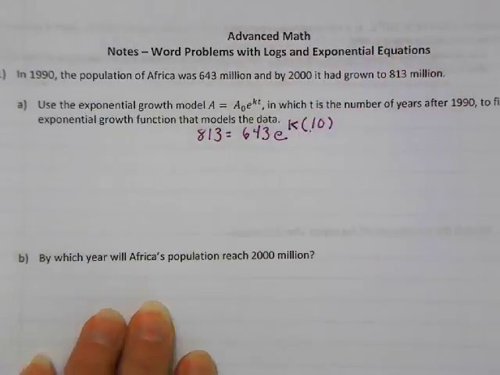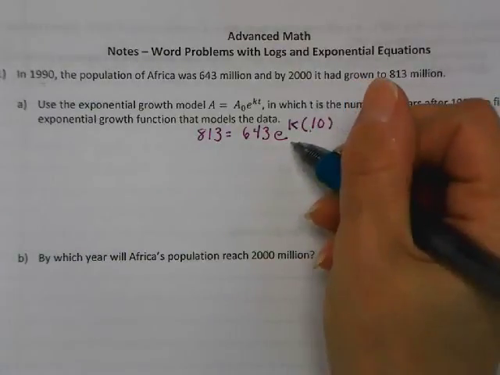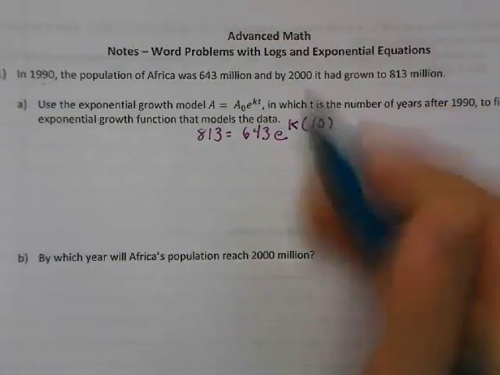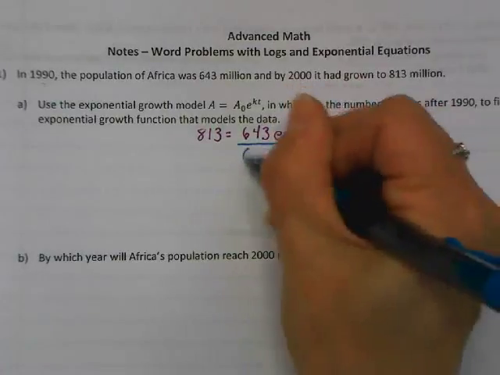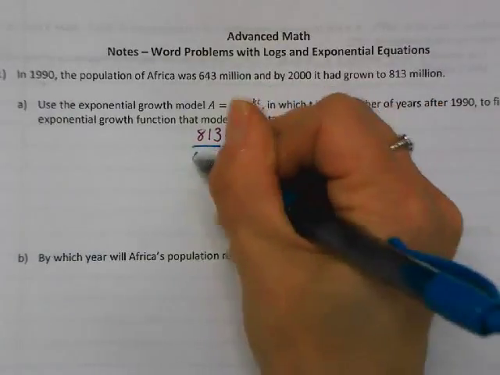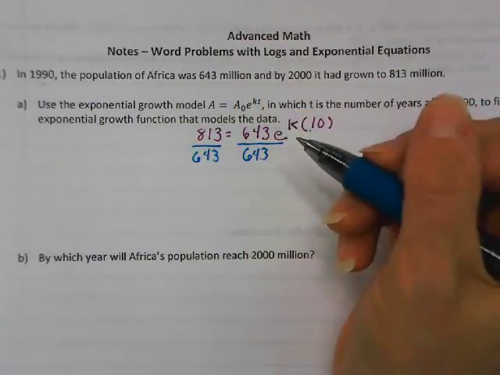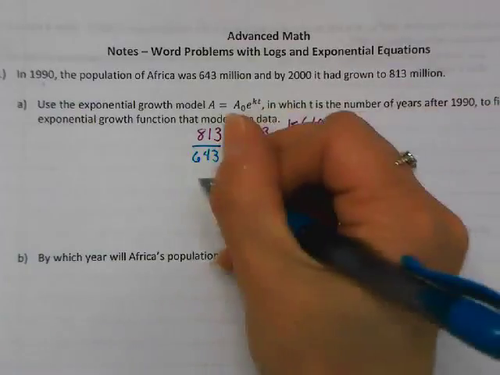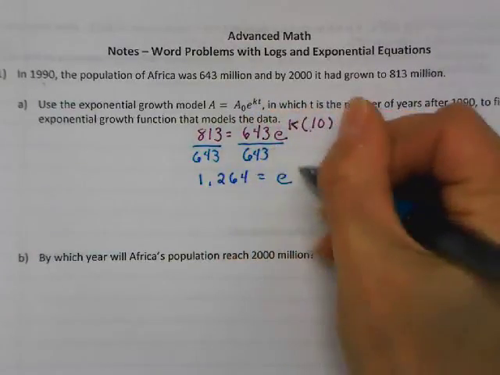Okay, now you're going to go back to the idea of solving an exponential equation with the natural base. So your job is to isolate k. So first thing, let's divide both sides by 643. Now we're going to go ahead and this time give ourselves some decimals, and we're just all going to agree, since it's real life, we want decimals. Let's round again to the thousandths place. So 1.264 is equal to e to the 10k.